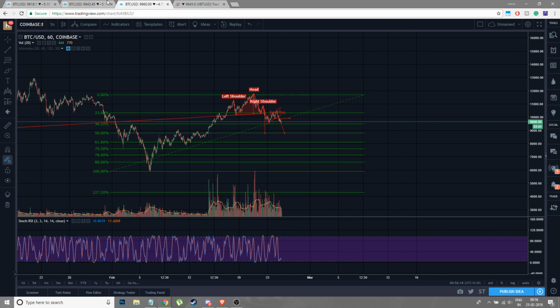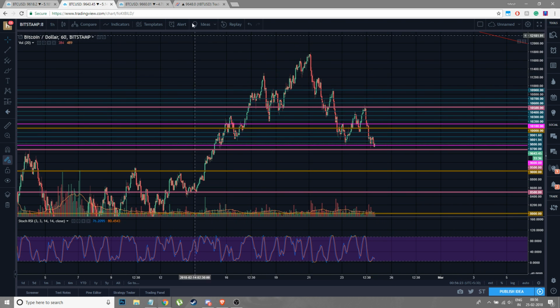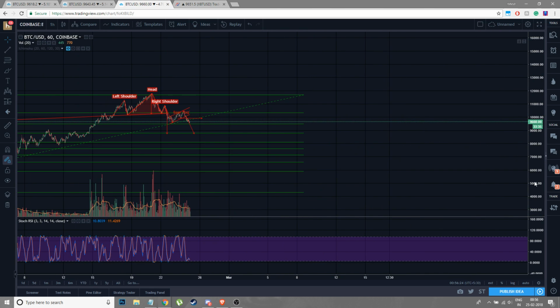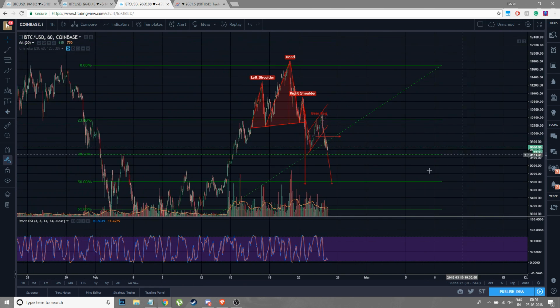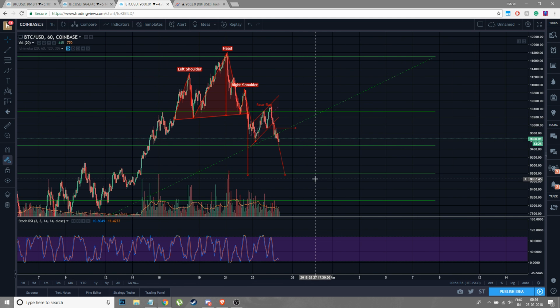That's pretty much Bitcoin for now. And in a nutshell, what you should be expecting is a retest of this broken support, followed somewhere perhaps by 9500. We'll see a bounce to the upside, followed by a move to the downside, right? Simple enough. Hold on.